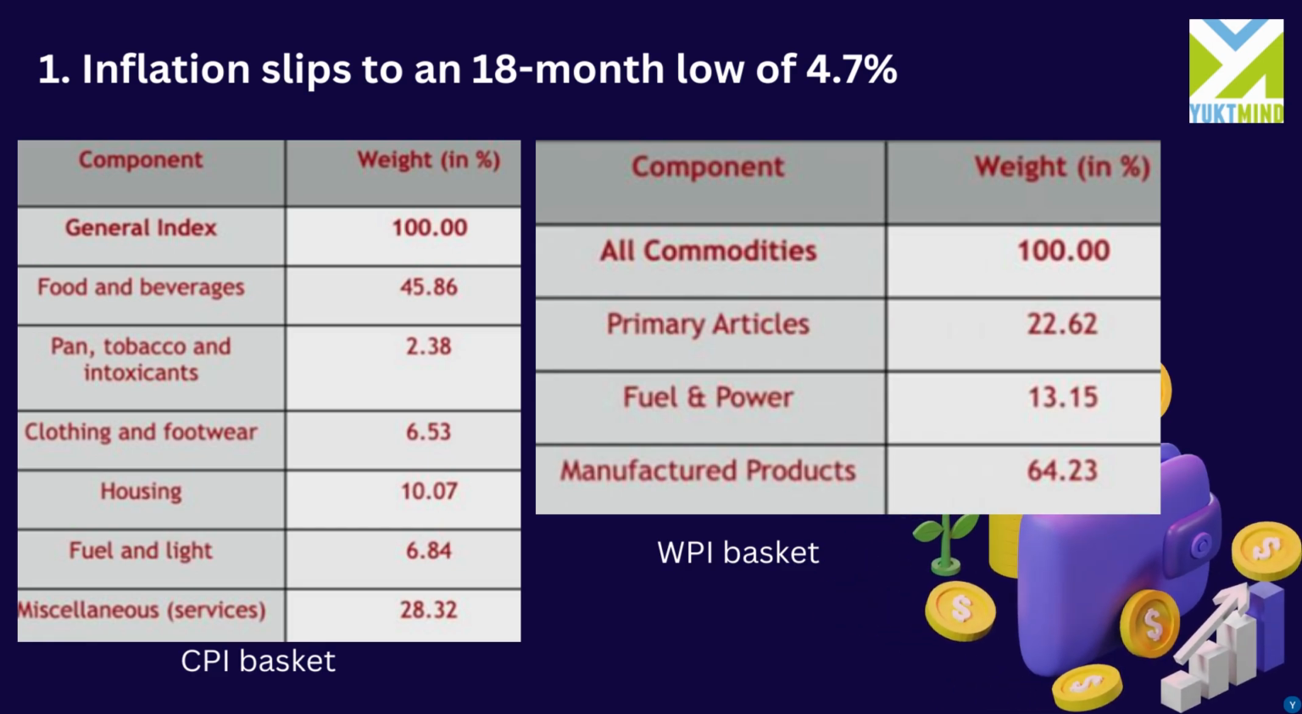Now we compare the baskets for CPI and WPI. So the CPI basket has six components. The major one is food and beverages, followed by housing and then by fuel and light. Whereas WPI basket has three components. The major one is manufactured products, followed by primary articles, and then fuel and power.